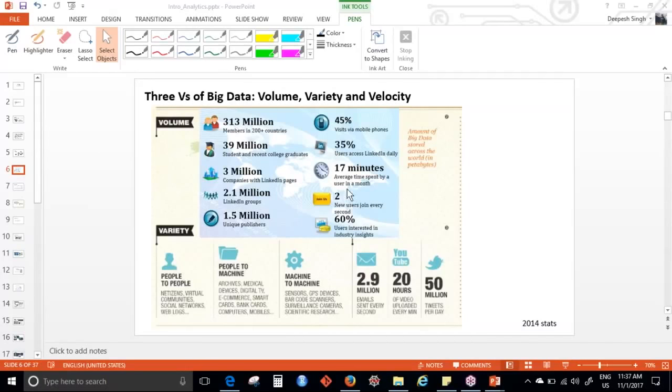Okay, so this slide is old. It is no longer true. This used to be the case some 3 years ago, but now I think it has multiplied almost 10 times.